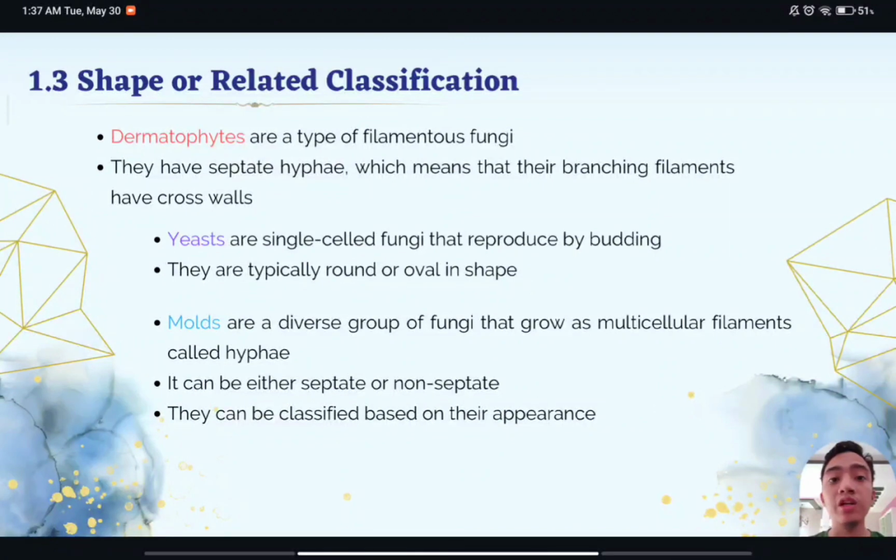Dermatophytes are a type of filamentous fungi. They have septate hyphae, which means that their branching filaments have cross walls. Yeast are single-celled fungi that reproduce by budding. They are typically round or oval in shape. Molds are a diverse group of fungi that grow as multicellular filaments called hyphae. They can either be septate or non-septate. They can be classified based on their appearance.